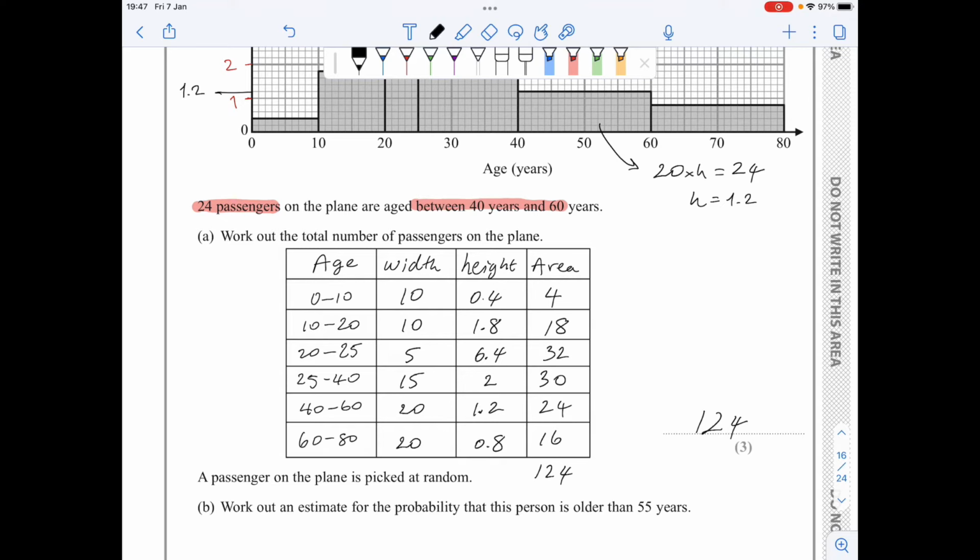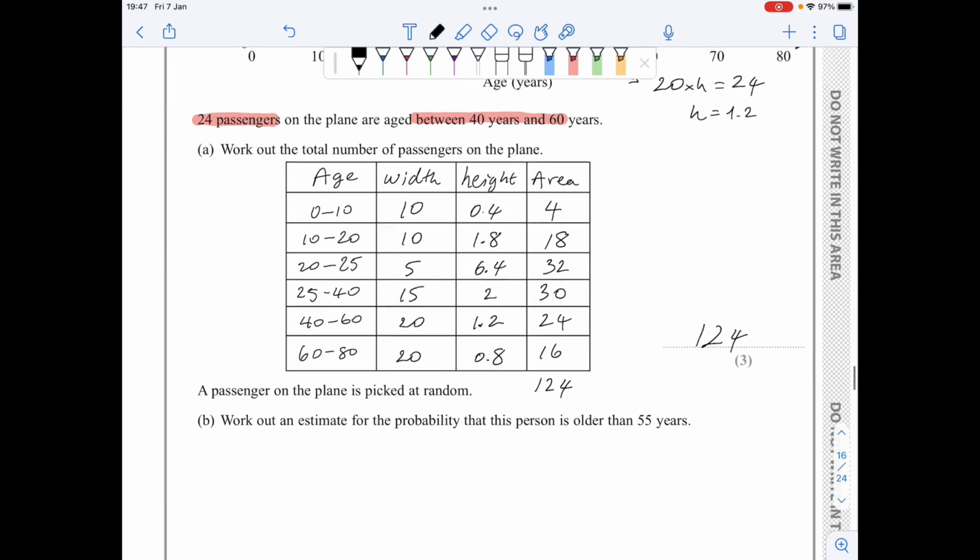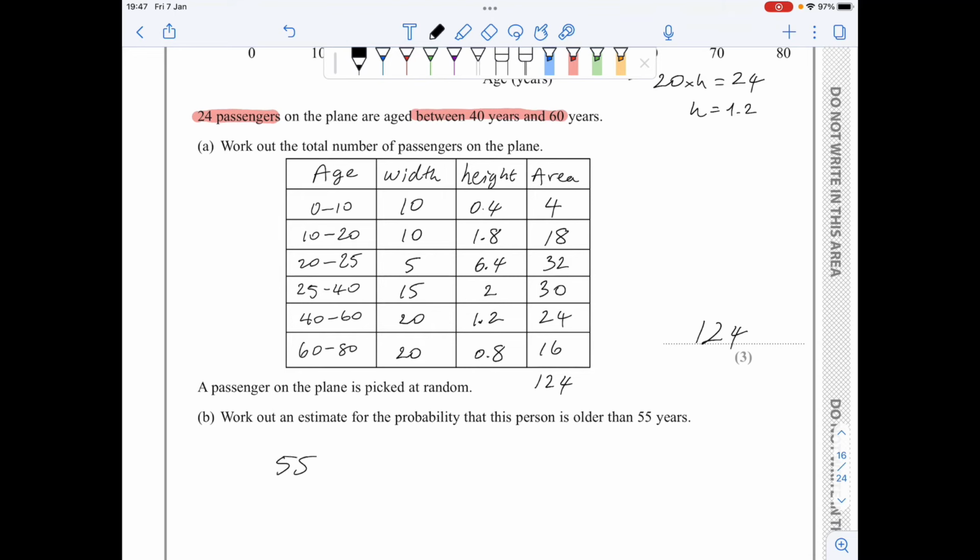For part B, I want an estimate for the probability that a person chosen at random is older than 55 years old. Note, from 55 to 60, I am selecting a quarter of this group. This group has a width of 20. From 55 to 60, I get 5. So 5 out of 20 is a quarter. And since I have 24 passengers, a quarter of 24 is equal to 6 passengers.